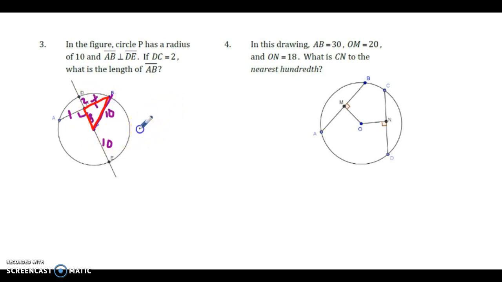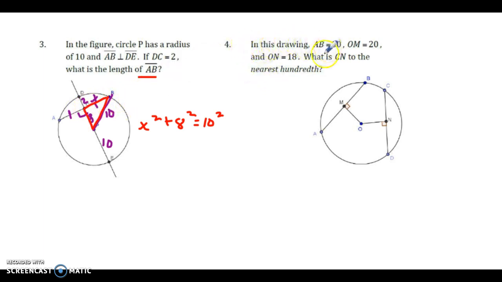My legs are going to be x squared and 8 squared, which equals 10 squared. That's a Pythagorean triple, so you may know the value of x off the top of your head. If not, go ahead and complete that. And then be careful because they're asking for the length of AB, not just BC. So finish up that one, and then let's look at 4.